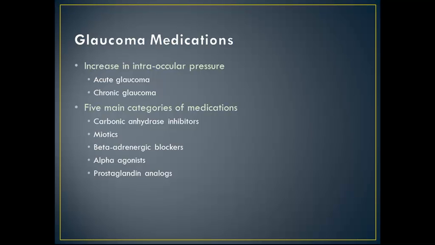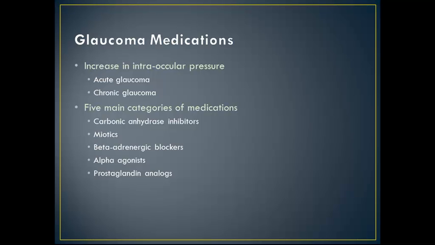Glaucoma medications. Glaucoma is due to an increase in intraocular pressure. There are two types of glaucoma. Acute glaucoma is usually an emergency and patients should be treated as soon as possible. Chronic glaucoma, also called open-angle glaucoma, is a slow progressive disease.